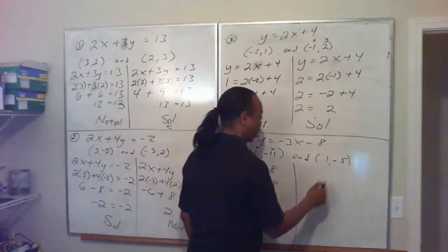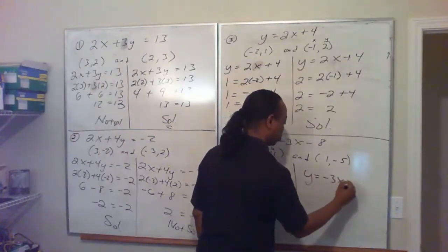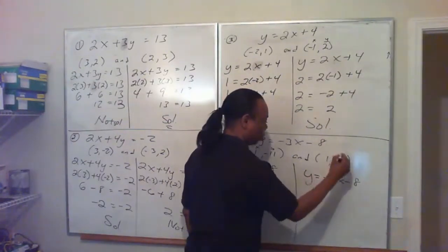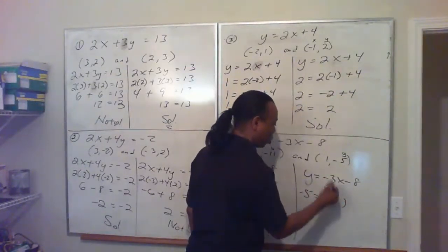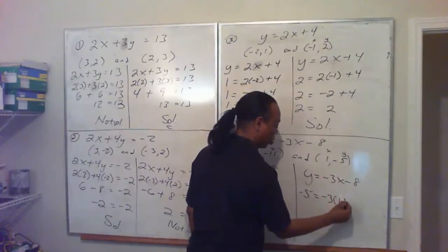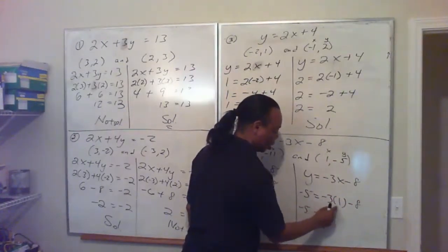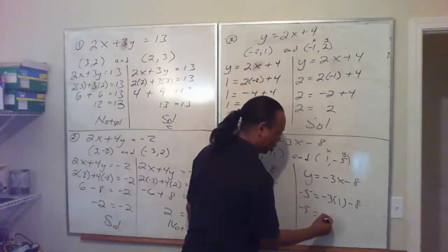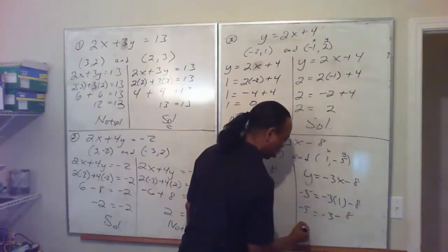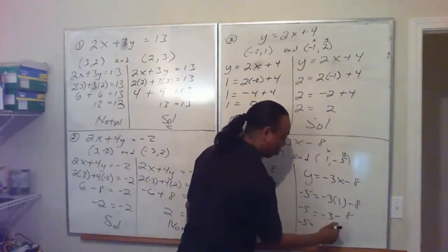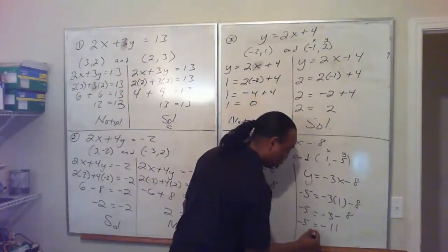Let's try (1, -5). We have y equals negative 3x minus 8. This will be our y, so this will be negative 5 equals negative 3. This is our x, which is 1, minus 8. I'll get negative 5 here. And multiplying this, I get negative 3 and then minus 8. When I combine my negative 3 and my negative 8, I get negative 11. And those are certainly not equal. So this is not a solution.